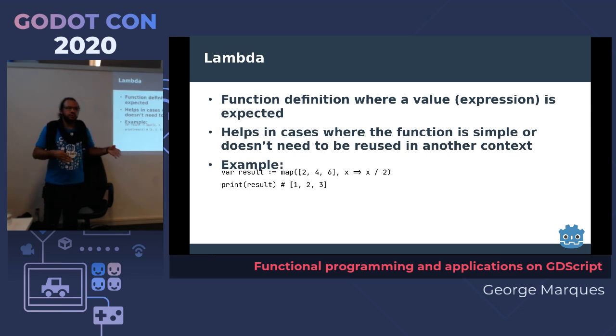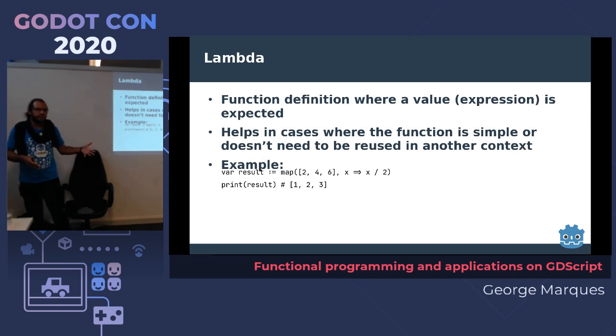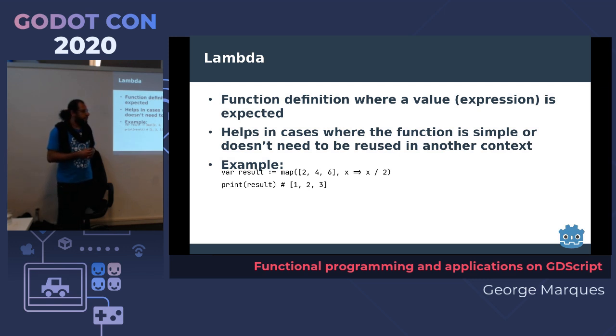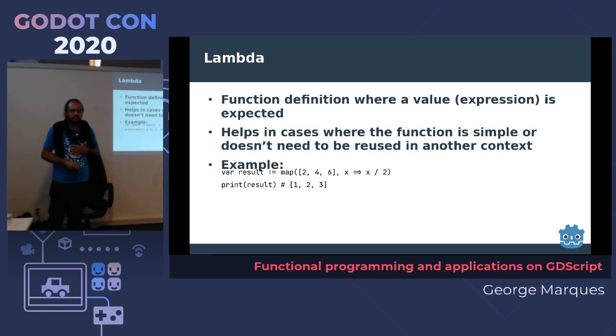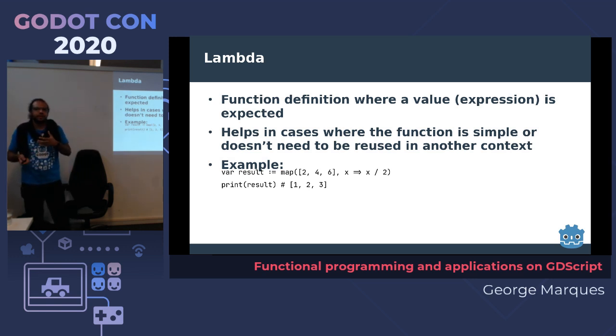So moving on from high-order functions, I'm going to talk about lambdas. A lambda is a function definition where a value is expected. What it means is that instead of making it a func ref, you actually write the body of the function inside the place where the value is expected.